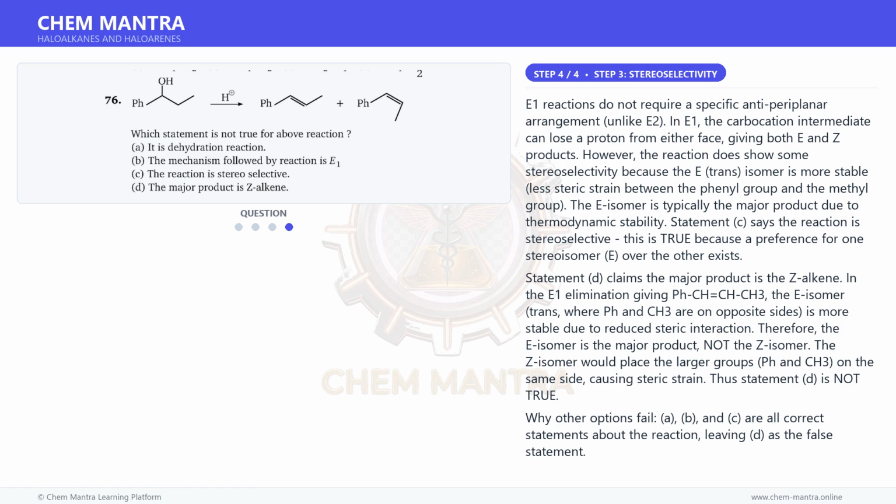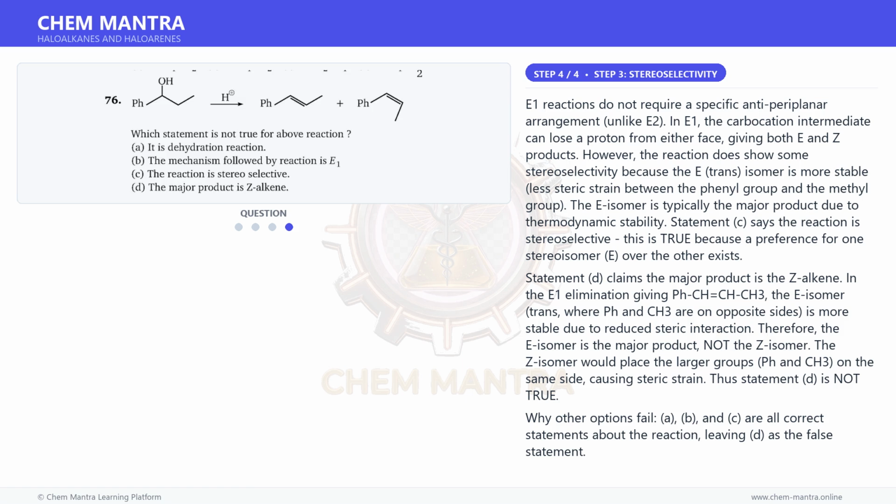Statement C says the reaction is stereoselective. This is true because a preference for one stereoisomer, E, over the other exists. Statement D claims the major product is the Z-alkene. In the E1 elimination giving PhCH=CH-CH3, the E isomer, trans, where Ph and CH3 are on opposite sides, is more stable due to reduced steric interaction.